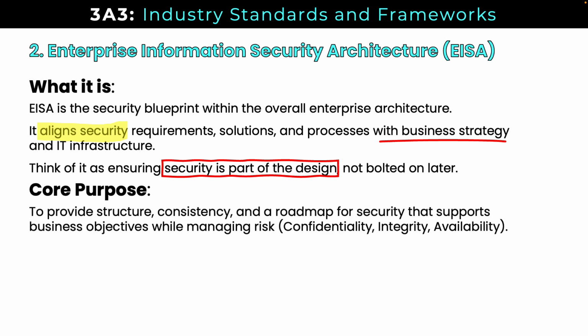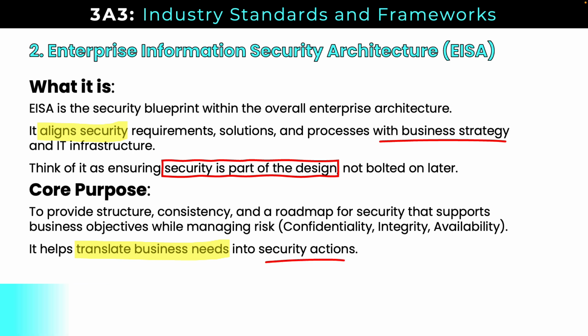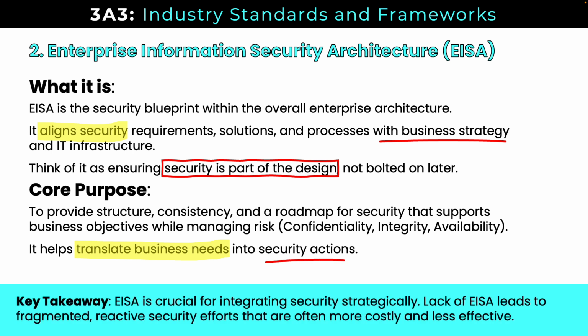The core purpose is to provide structure, consistency, and a roadmap for security that supports business objectives while managing risk. So managing the risk to confidentiality, integrity, and availability, the CIA triad. It helps translate business needs into security actions. Key takeaway here: the enterprise information security architecture is crucial for integrating security strategically. If we don't have this enterprise security architecture, it can lead to fragmented, reactive security efforts that are both more costly and less effective.